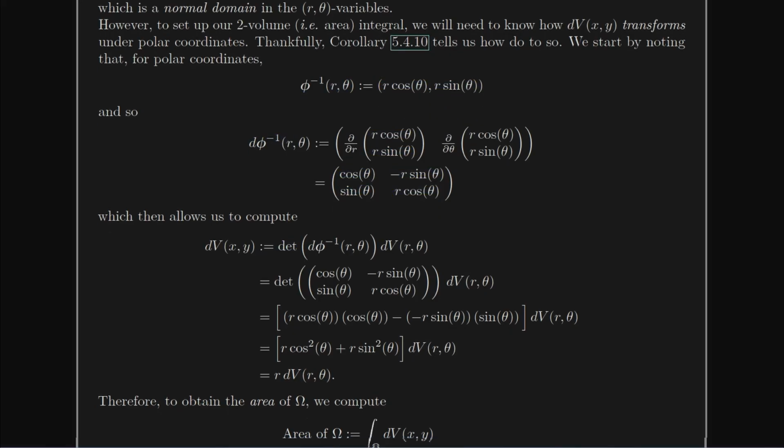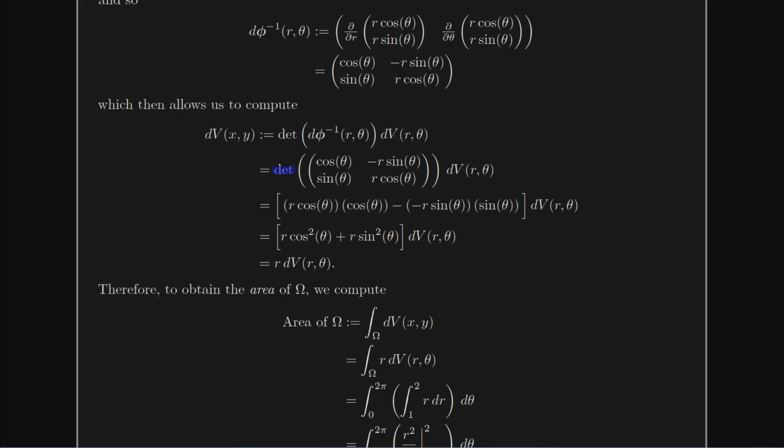So when we take the determinant of this matrix, really not too hard to take a determinant of a 2 by 2 matrix, AD, right there, r cosine, minus BC, negative r sine, we're going to get r cosine squared plus r sine squared against the volume form, which is going to give me r dv.